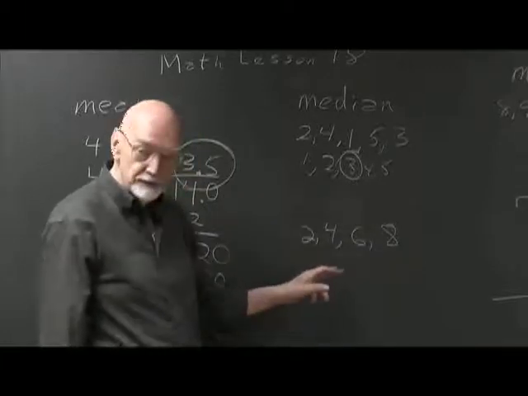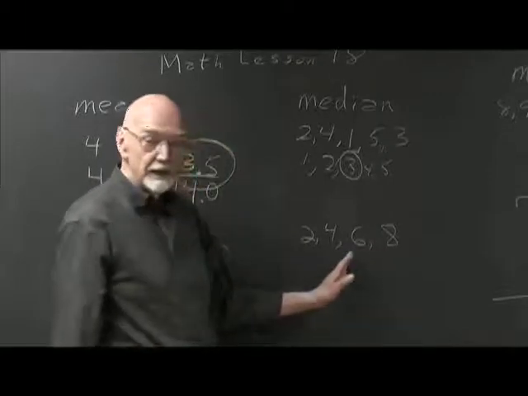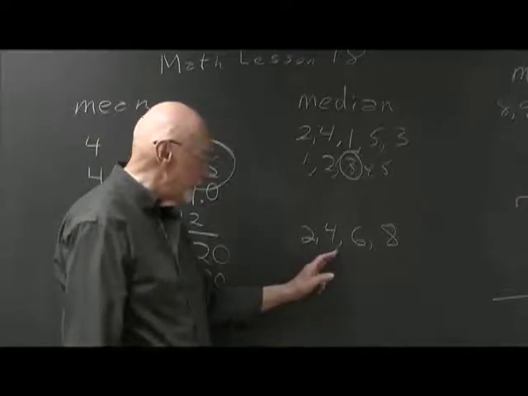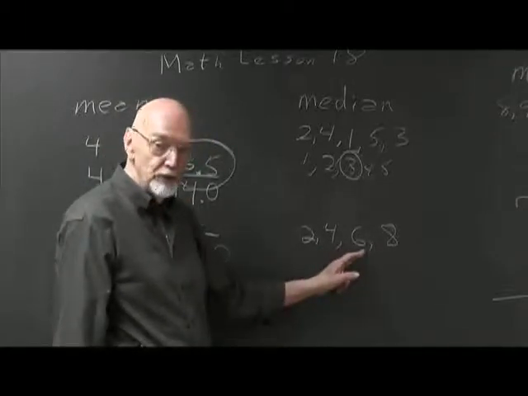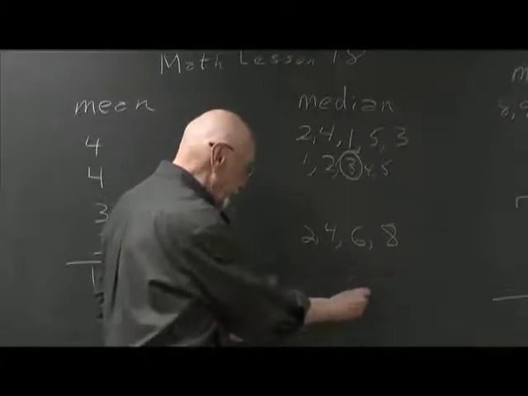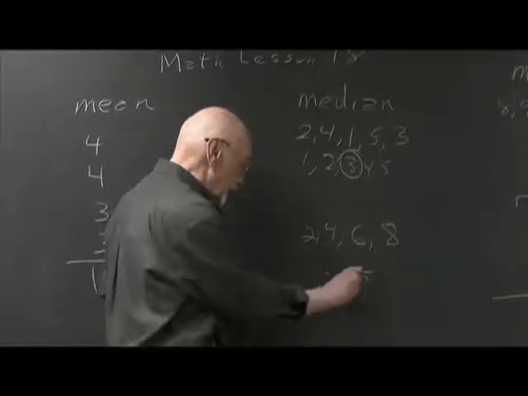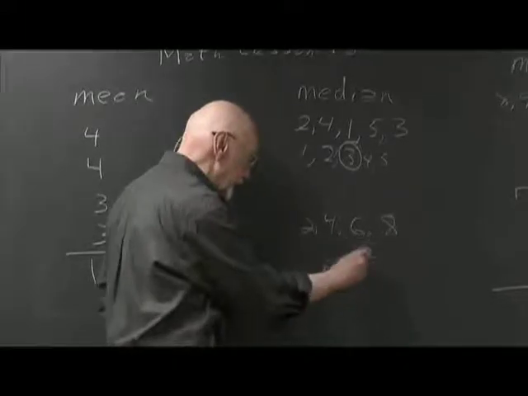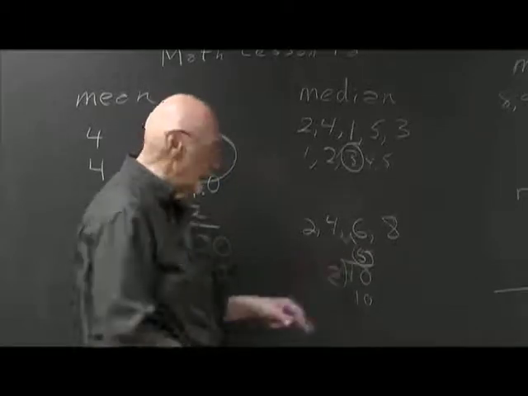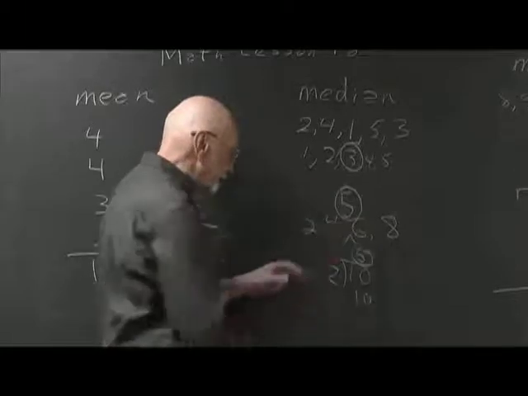And here is an even set of numbers. So even though they're in order, there's no middle number, but we can find the middle number. We'll find the mean of the 2 middle numbers. So we add them together. 4 plus 6 is 10, and then we divide by how many there are. There are 2. 2 into 10 is 5. 5 times 2 is 10. So even though it's not one of the original numbers, the median of this set of numbers is 5.